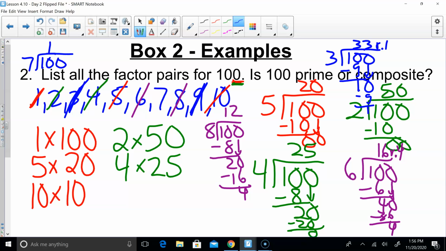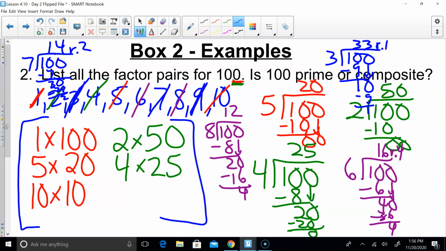7 can go into 10 one time. Subtract. That's a 3, 0. 7 can go in 4 times with a remainder of 2. So that'd be 28. And that'd be 2. So 7 is not. So our factor pairs for 100 are 1 times 100, 5 times 20, 10 times 10, 2 times 50, and 4 times 25, which means this is a composite number.